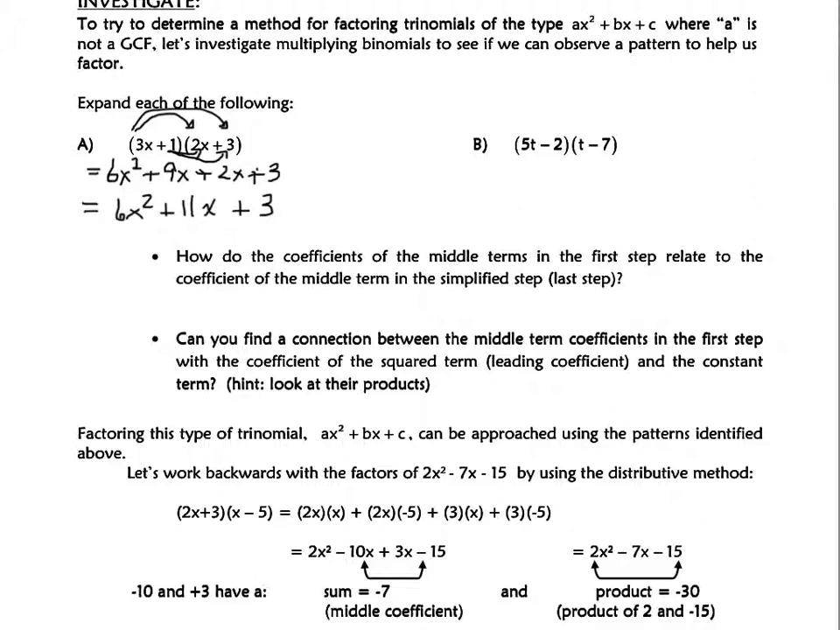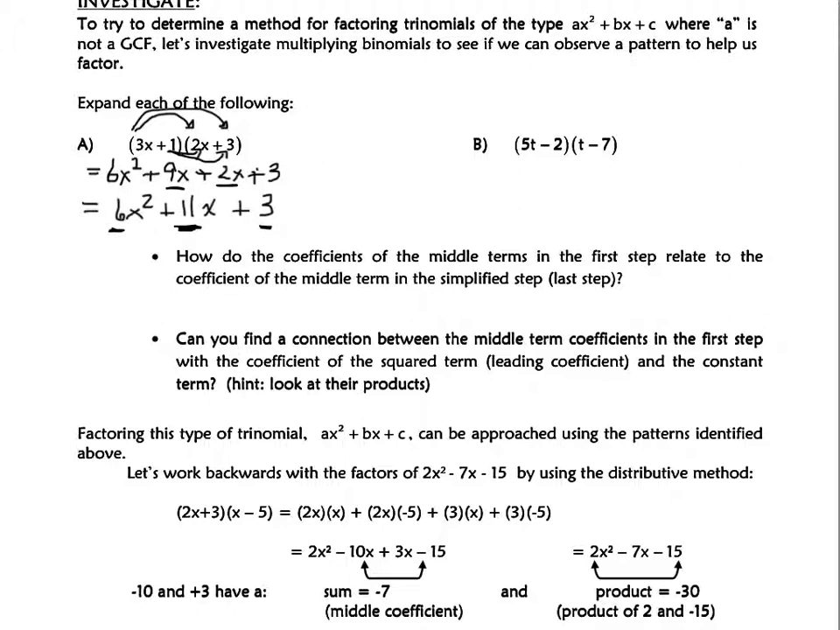So the pattern that you're looking for involves those middle terms, the coefficients of those middle terms. If you look at the coefficients of the 9x and 2x terms, you can see that 9 and 2 add to give you 11, and they have a product of 3 times 6.